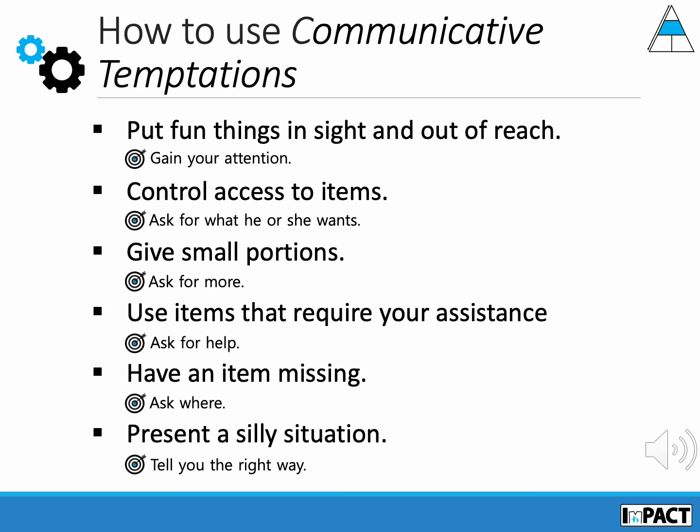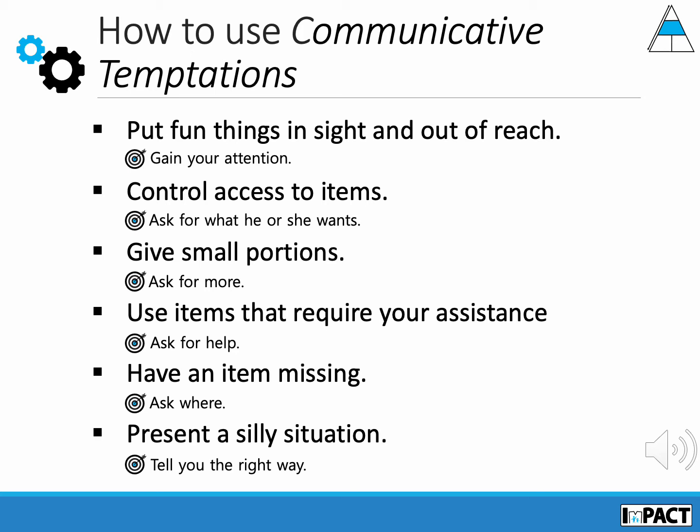Next, you can leave out a piece or a part of a favorite activity to encourage your child to ask where the missing piece is. For example, give your child train tracks without the train or a cup without the juice. For this temptation to work, your child must know what particular piece is missing. If your child does not know the routine or the parts of the activity, use small portions instead.